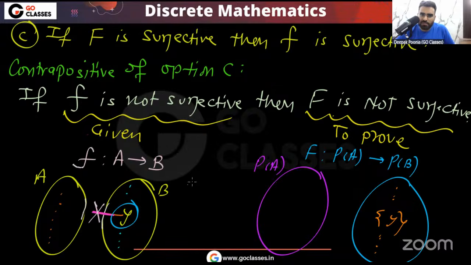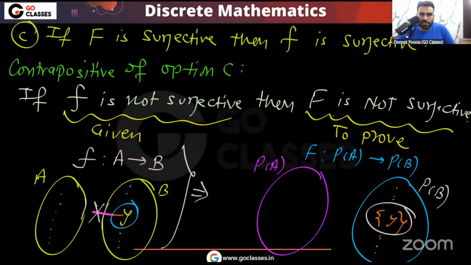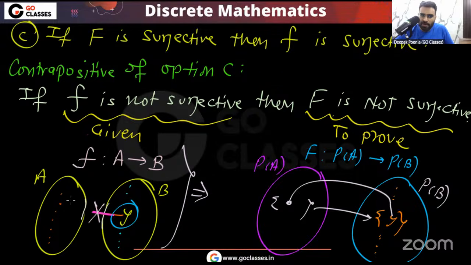Just tell me a simple point. From this, you just tell me one thing, what will happen in the capital F? Capital F is from PA to PB. So just tell me, in the PB, this element is there. So who is mapping to this element? Who can map to this element? No one. Because remember, who will map to this element? An element will map to this element, means this individual element will map to y. But remember, no element is mapping to y. Do you agree with me?